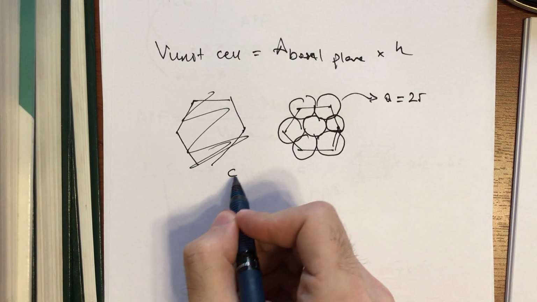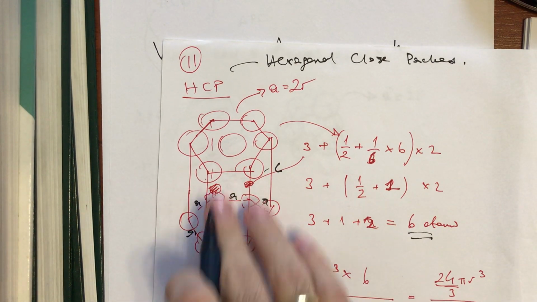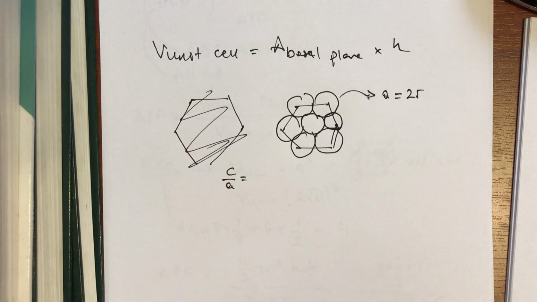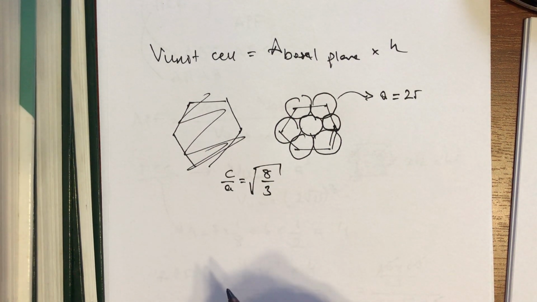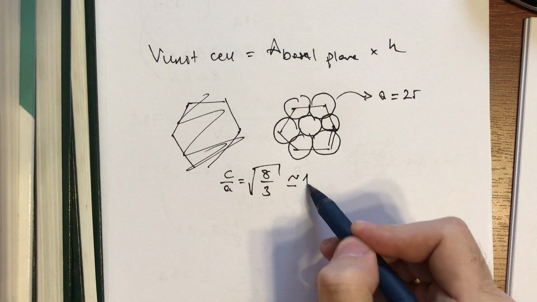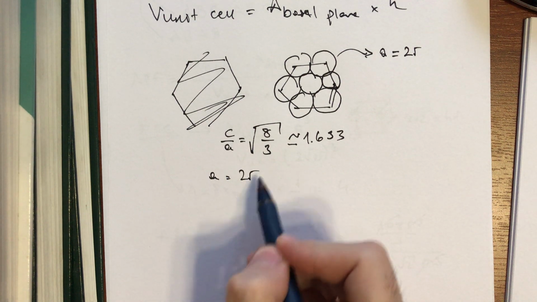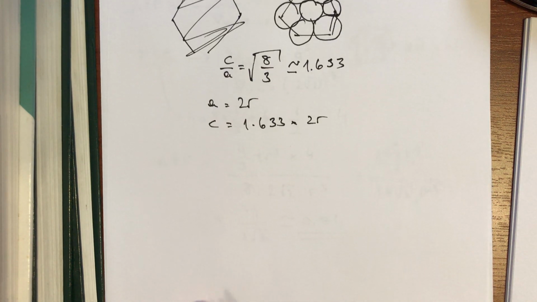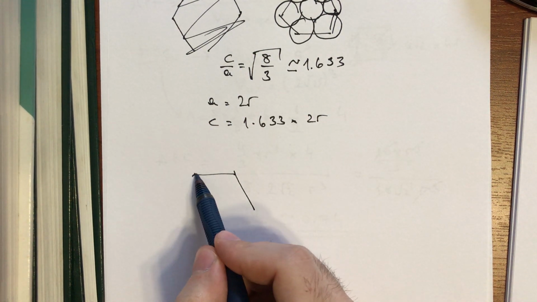Now in the question, the c over a ratio is already given to us. You can actually prove this by pure geometry, assuming the close-packed structure is ideal. The c over a ratio turns out to be, from the 3D geometry, square root of 8 over 3, which is approximately 1.633. So if a is 2r, then c is equal to 1.633 times 2r. Now, we know the height, then we need to calculate the area of the basal plane.